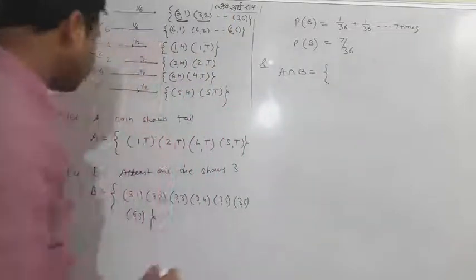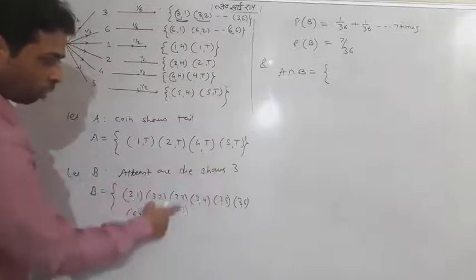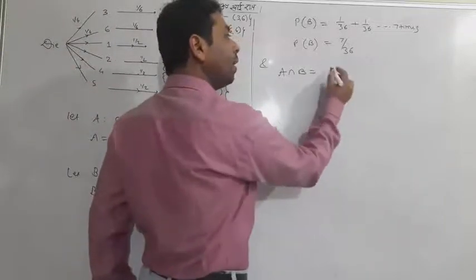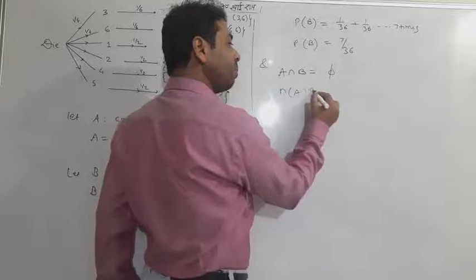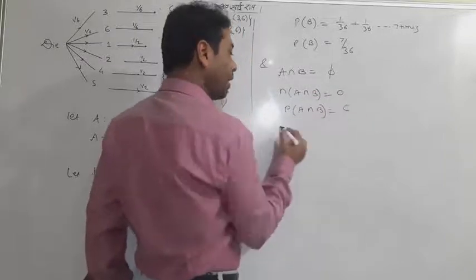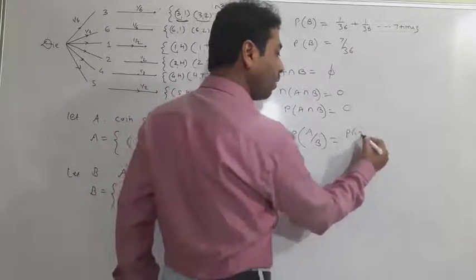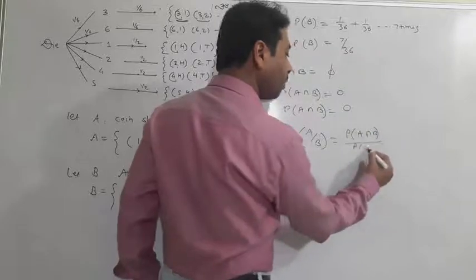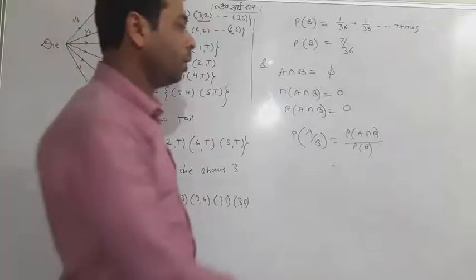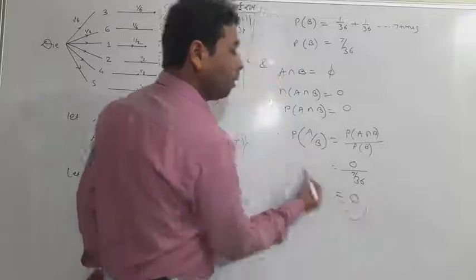So interesting, it is A intersection B. What will A intersection B have? A has 1T and so on, B has its own elements, and this and this have no common element. So n of A intersection B will be 0, and the probability of A intersection B will be 0. That's why the probability of A given B, which we need to find as P of A intersection B upon P of B, is 0 upon 7 by 36. Unfortunately we got 0 here, but if you were to get something else, it would be a good question. So the overall answer is 0. Now this is the answer.